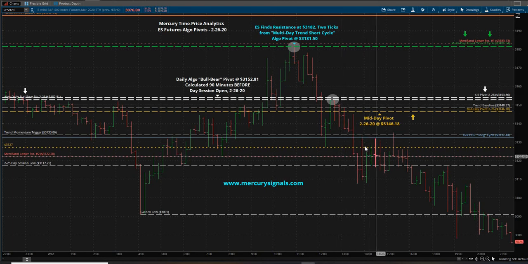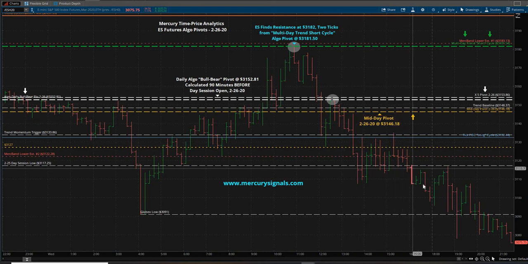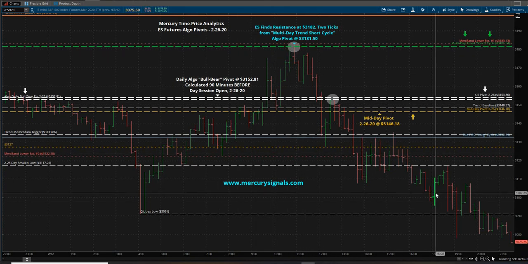And then it just fell apart at the end of the day. It failed at the daily bull bear pivot. When it came up in here, it failed at the X5 pivot. And then it could not hold the midday pivot. So you had all this move right back down. So this is going to be a short video tonight because this picture tells the entire story.